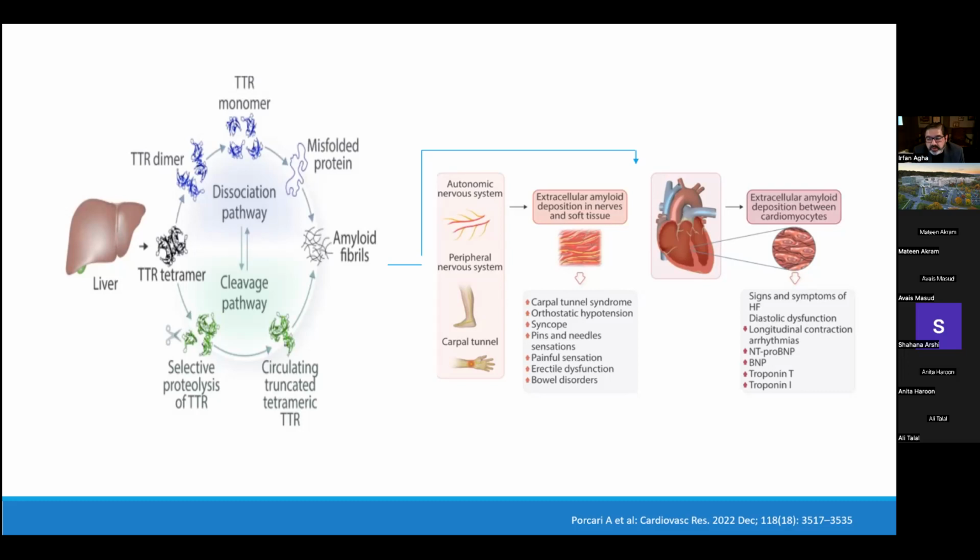It is a normal protein. It functions as a carrier protein for thyroxine and retinol binding protein. And so these tetramers are actually produced by the liver, and they go into the circulation, and their job is to carry thyroxine to its target organs and retinol binding protein as well.